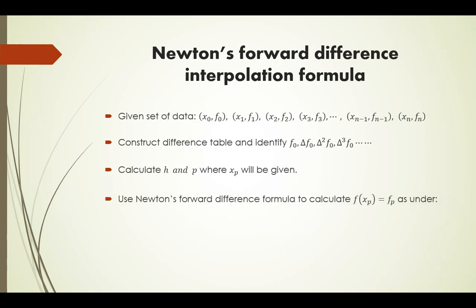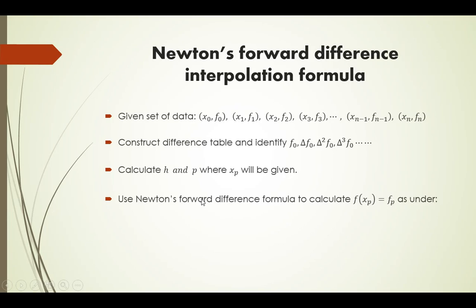So next, when all is done, when you construct a difference table and identify these differences and calculate the values of h and p, then xp will be given to you. So thirdly, you need to use Newton's forward difference formula to calculate f of xp, and f of xp is denoted by fp, just like this notation. This f naught is actually f of x naught. So f of xp will be denoted by fp.